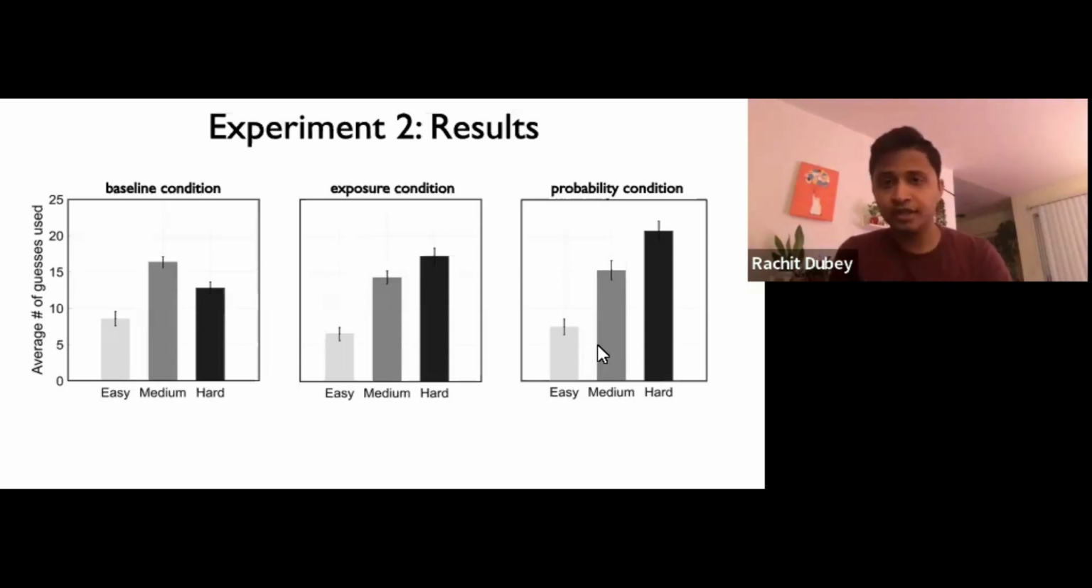In the exposure condition shown in the middle, participants had prior exposure to the game. And we see that on average, people now spend more time playing the harder game because of the increase in prior exposure. In the probability condition shown on the right, there was a bonus round such that the hard game was more likely to come. And as a consequence, in the free play, people played the harder game the longest.